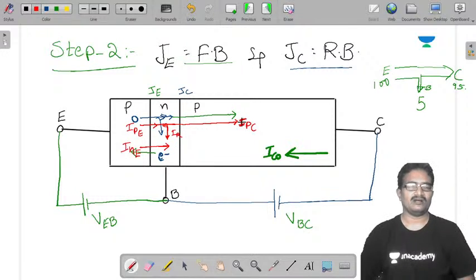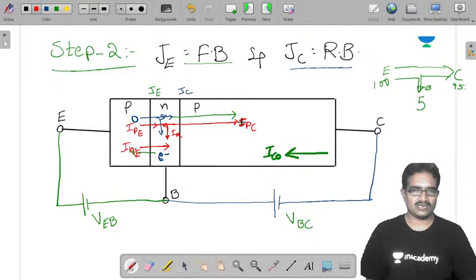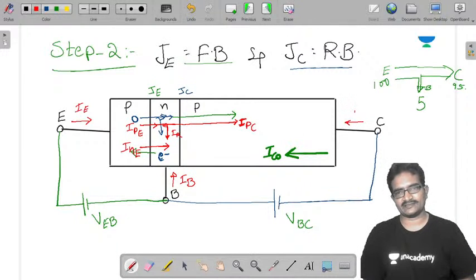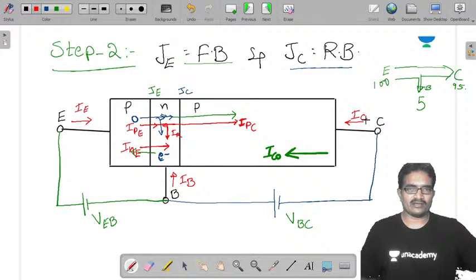Okay. Now, what are all these things? At the same time, terminal currents I am giving. This is the emitter current, base current, and it is the collector current.